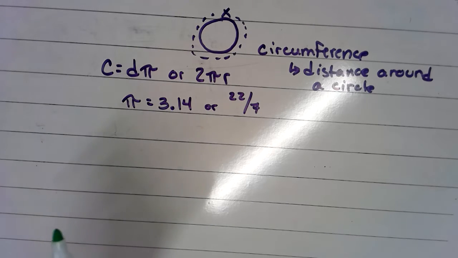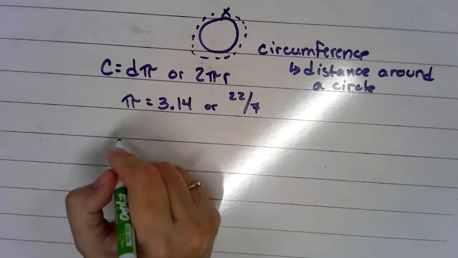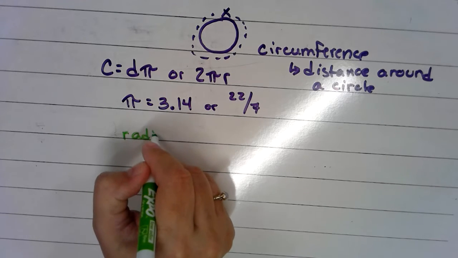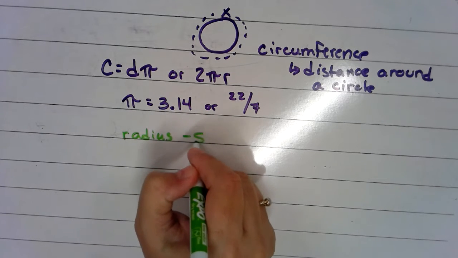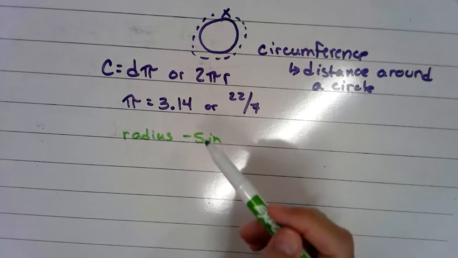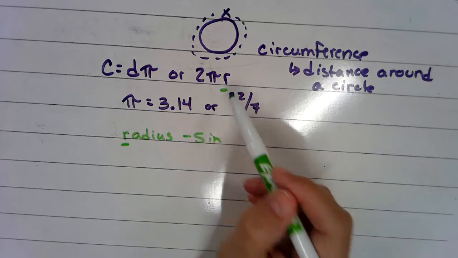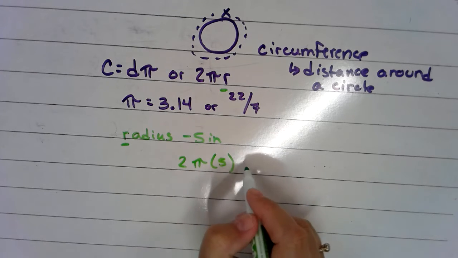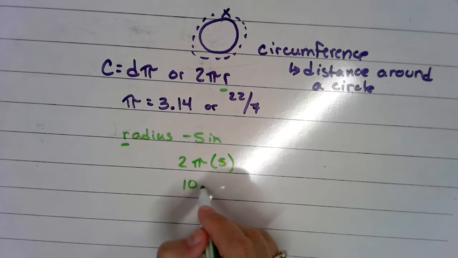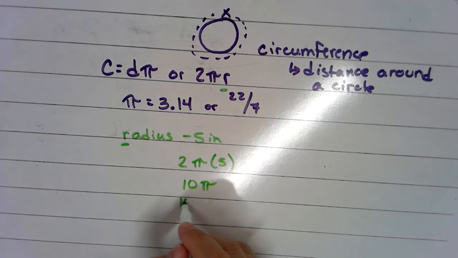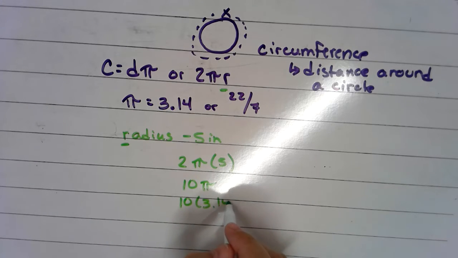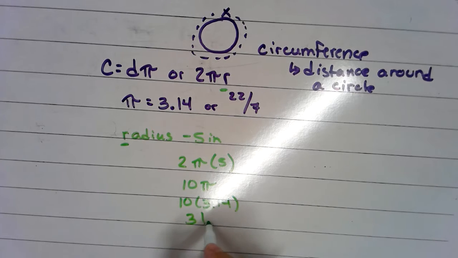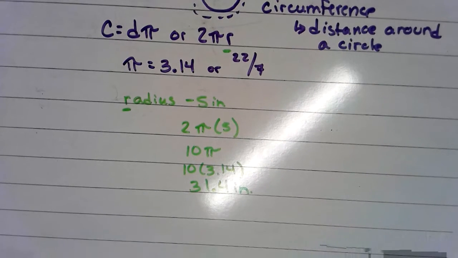So let's say I tell you that the radius is 5 inches. Can you find the circumference? Well, I have the radius, so I could put it right there, right? 2 times pi times 5. So then I have 10 times pi. And then I put in 3.14 for pi, and I get 31.4 inches. Okay, so that's where you would use the 3.14.